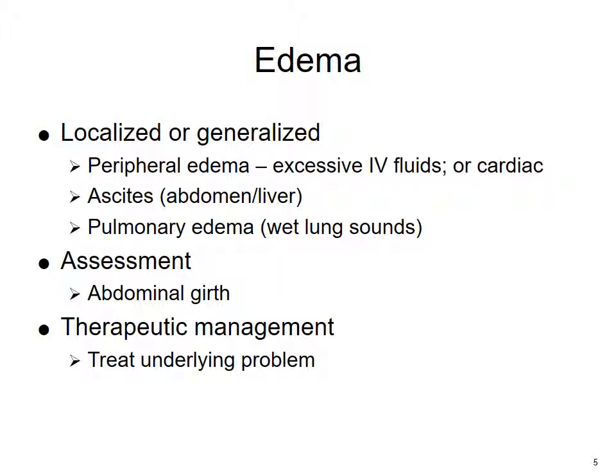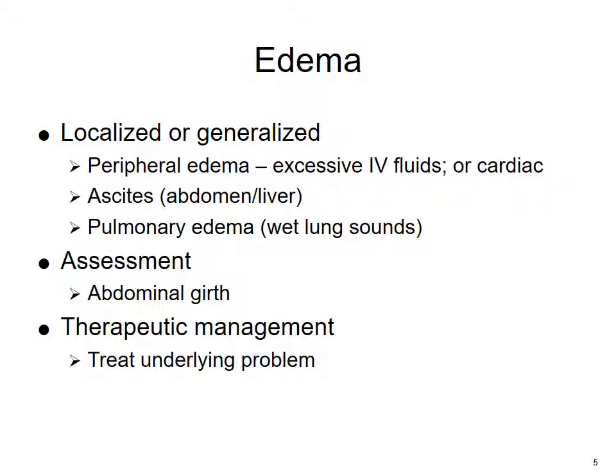Part of our assessment to make sure that we haven't overhydrated the child is looking for edema. So localized edema, peripheral edema in the hands, feet, arms, and legs could be from excessive IV fluids, or it could be cardiac in origin if they're having congestive heart failure from a heart problem, which kids do.